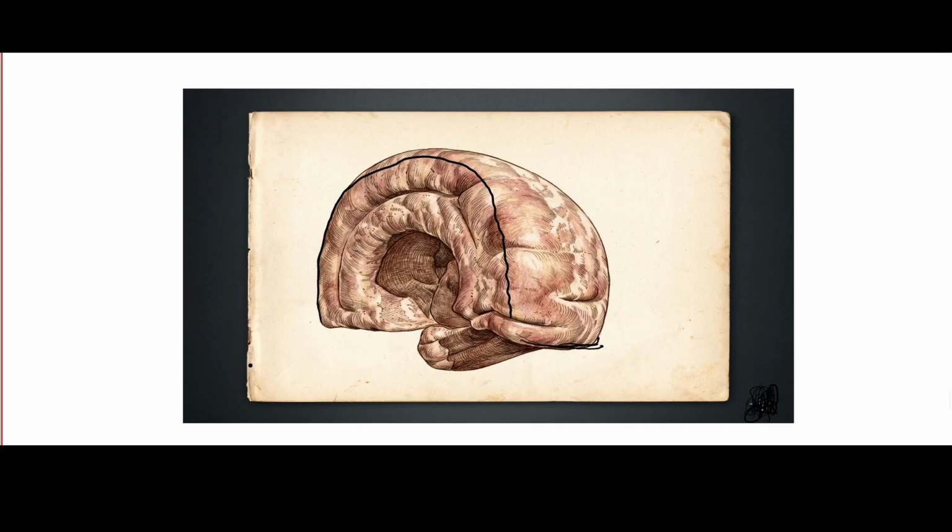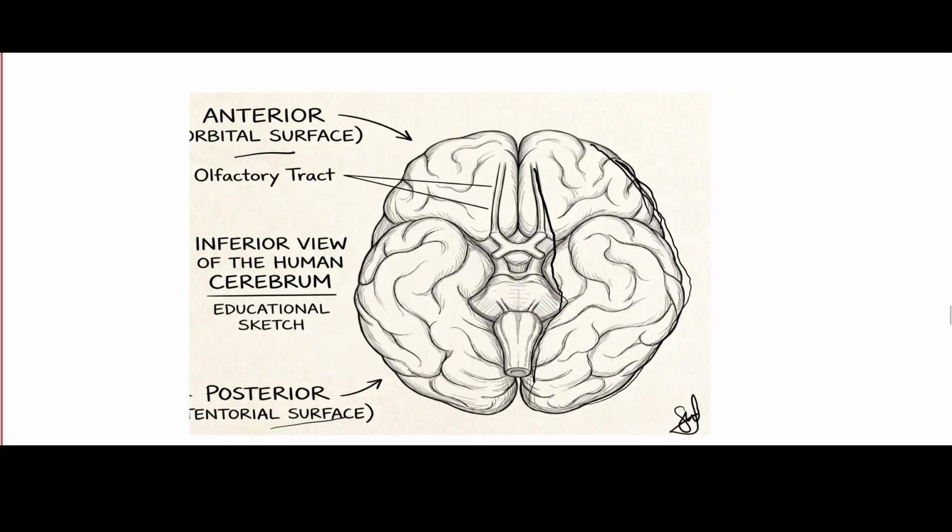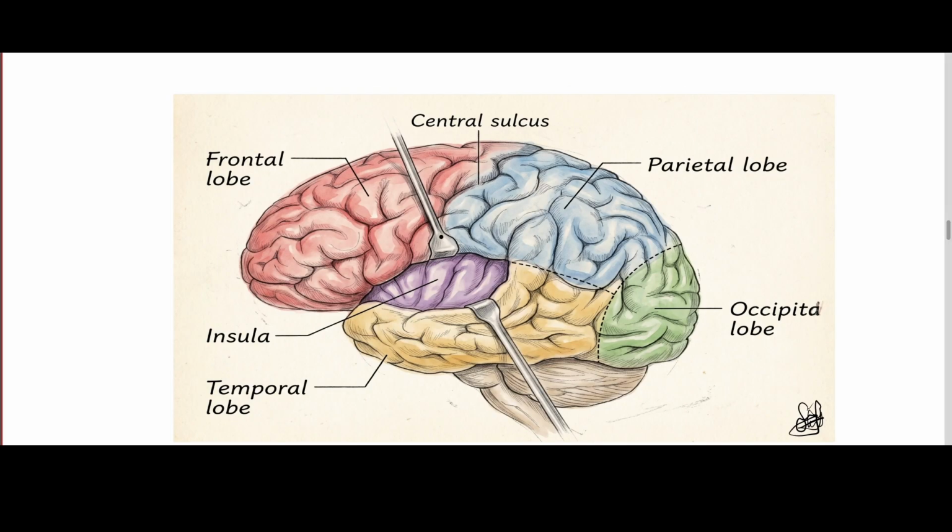Now, another important thing we need to note is that the surface of the cerebrum is not smooth; it has folds, and these folds increase the surface area of the cerebrum. The raised folds are called the gyri, while the grooves that separate these folds are called the sulci.